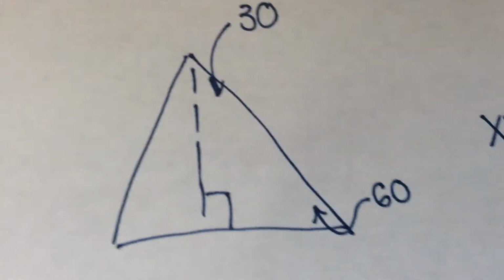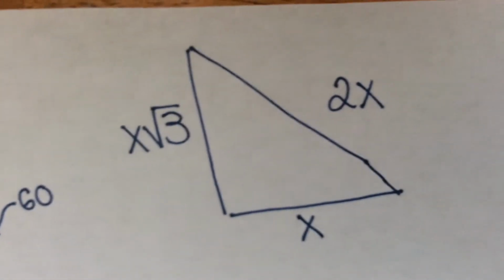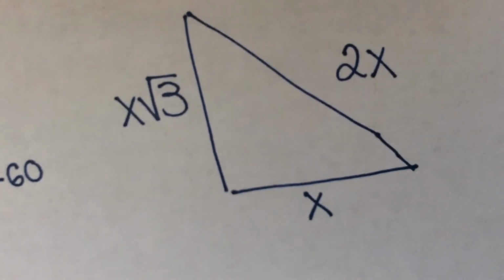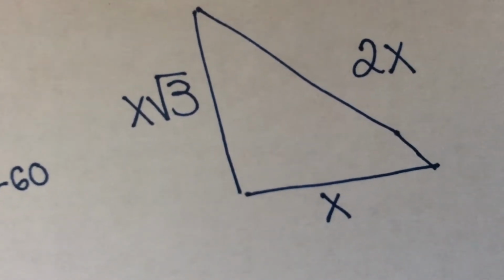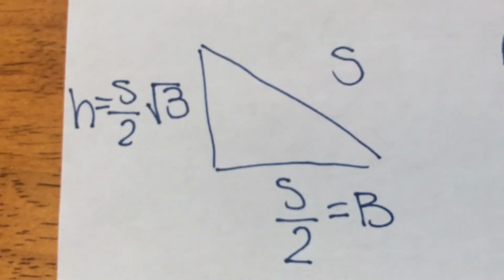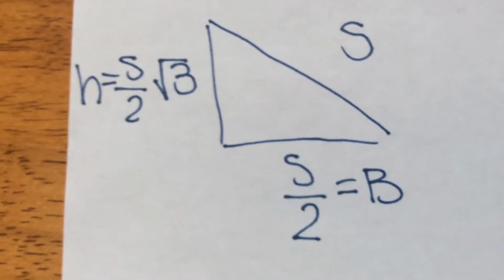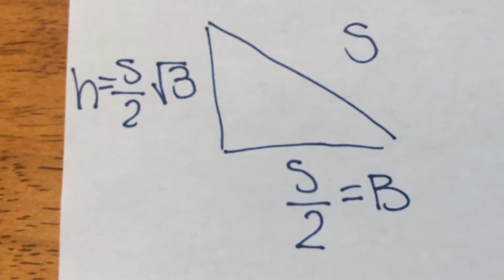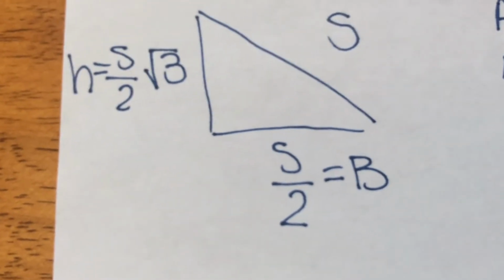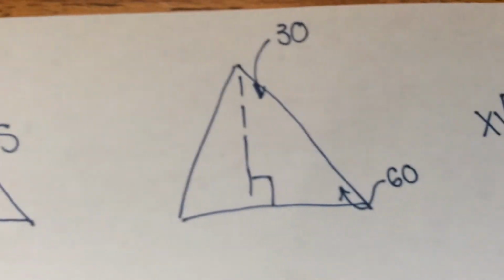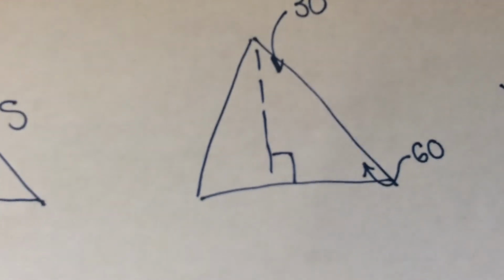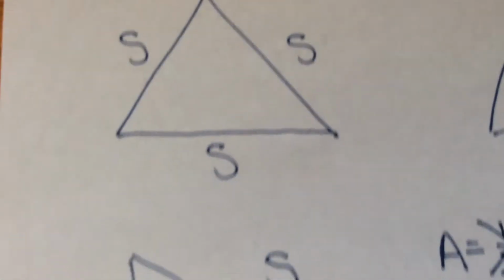times base times height. So here we have the ratio of sides in a 30, 60, 90 triangle. So we have x, 2x, and x times the square root of 3. So right here, I pretty much did the same thing as the triangle I drew above, but I used s instead. So we have s divided by 2 as our base, and it's s divided by 2 because we divided our original triangle into two triangles. So it's half the original triangle.